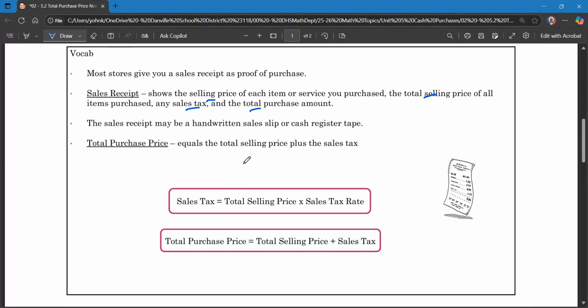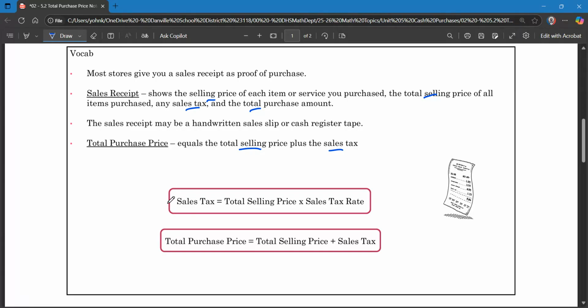Total purchase price. The total purchase price is when you take the total selling price and you're going to add your sales tax. Now, a lot of kids don't worry about receipts, but you should always have a receipt for something that you think you might want to return. I get a receipt for everything, even if there's a record of me purchasing something on an app somewhere. An itemized receipt is what you need if you want to return something. So always keep your receipts.